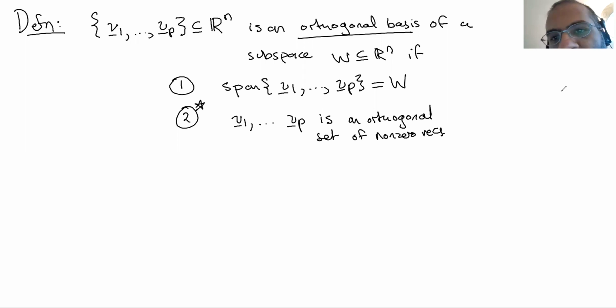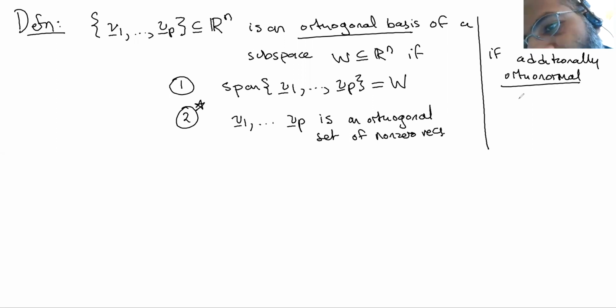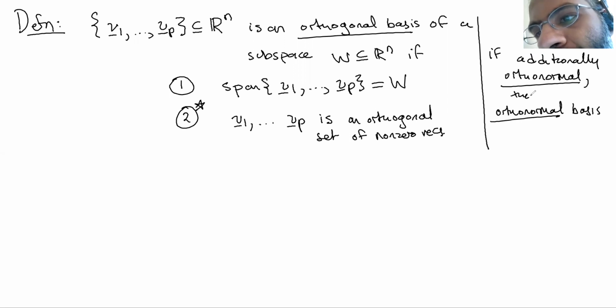And similarly, as before, this is just a normalization thing. If the vectors are additionally orthonormal, which just means the norms are all 1, then it's called an orthonormal basis. Okay. So that's a new, well, better kind of basis. And let's see why it's in some ways better than just a plain old linearly independent basis.